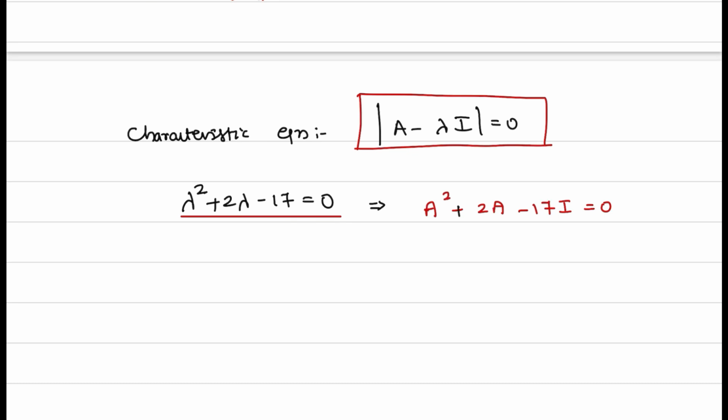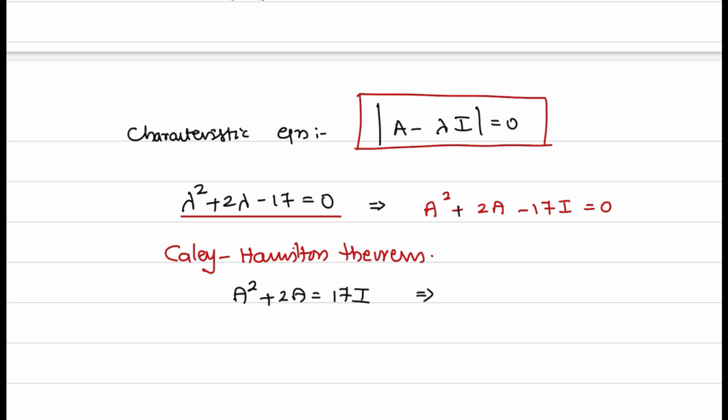This is the Cayley-Hamilton theorem. It has certain restrictions that I will speak about afterwards. Let us just try to understand this. Now, lambda I have replaced with A. Then what happens? You see, A square plus 2A is equal to 17I. Do you agree?